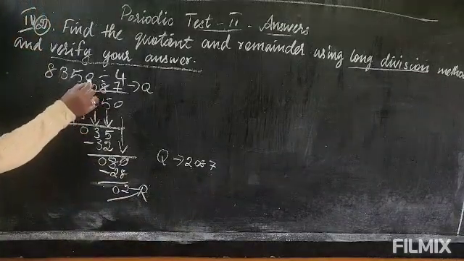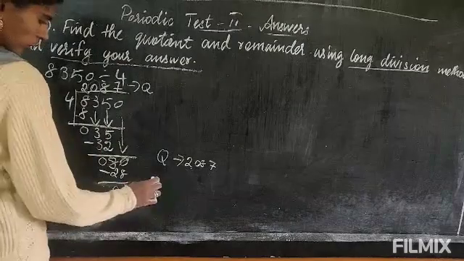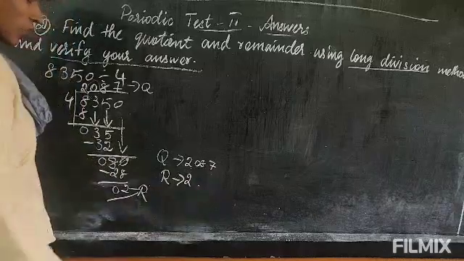Many of you have written 287. You didn't write 0 here. When you take two numbers at a time down, you have to write 0 there. Again the remainder is 2. So now we have to write the verification.